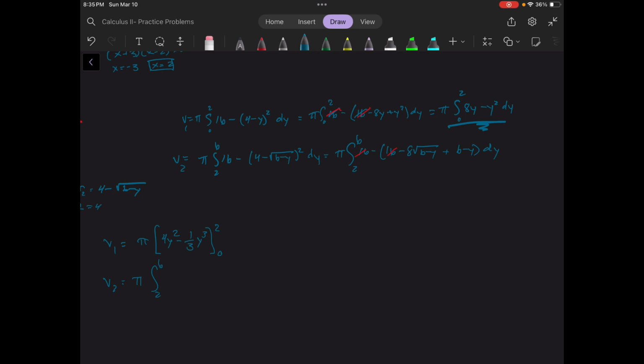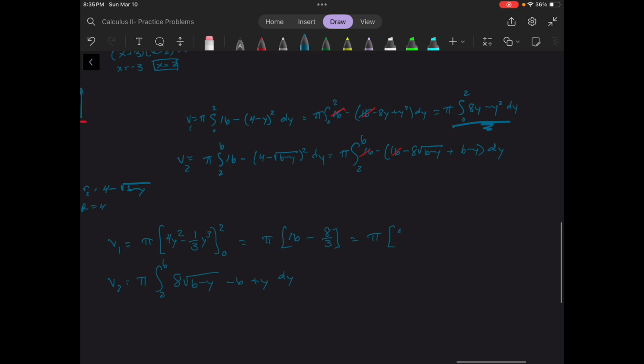Let's see what we have. We have a positive 8 square root of 6 minus y, and we have a negative 6 and a positive y. So this one up top turns to pi times 16 minus 8/3 when you plug in the 2's. So it's pi. 16 is the same thing as 48/3. So 48 minus 8 leaves 40/3. So we have 40 pi over 3.